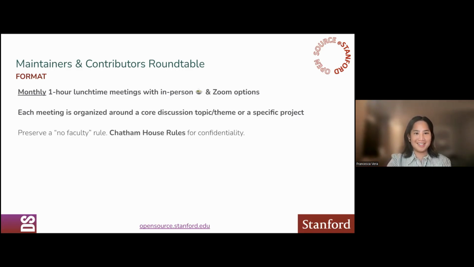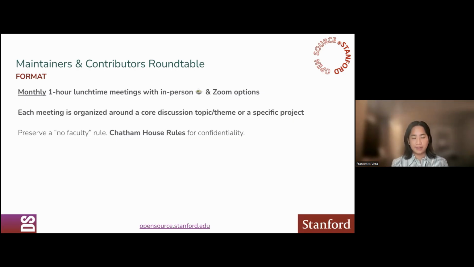One interesting component to our membership model is that we preserve a no faculty rule. So we reach out to faculty members and let them know of the existence of our MNCR, but we actually invite the maintainers and core contributors specifically and not their PIs or not faculty members.